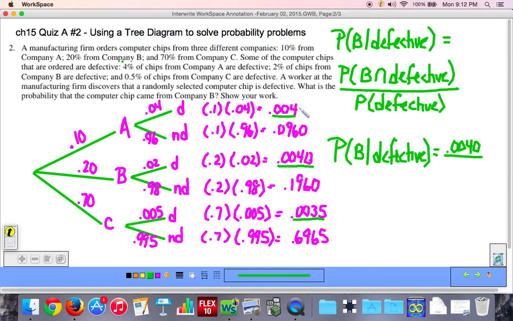And when I add these numbers up, 0.004, 0.004, 0.0035, I get 0.0115. Okay, so the probability that the chip came from company B, given that it's defective, is 0.004 divided by 0.0115, which is approximately 0.3478.